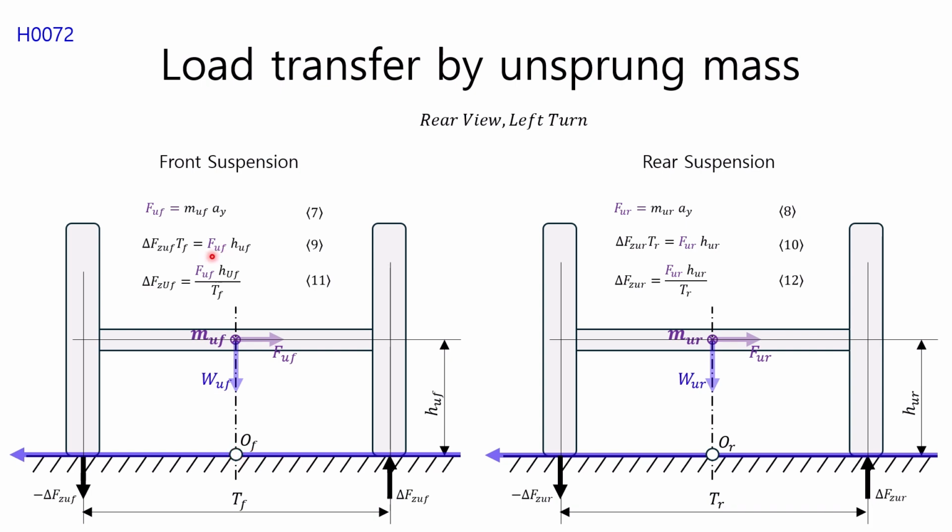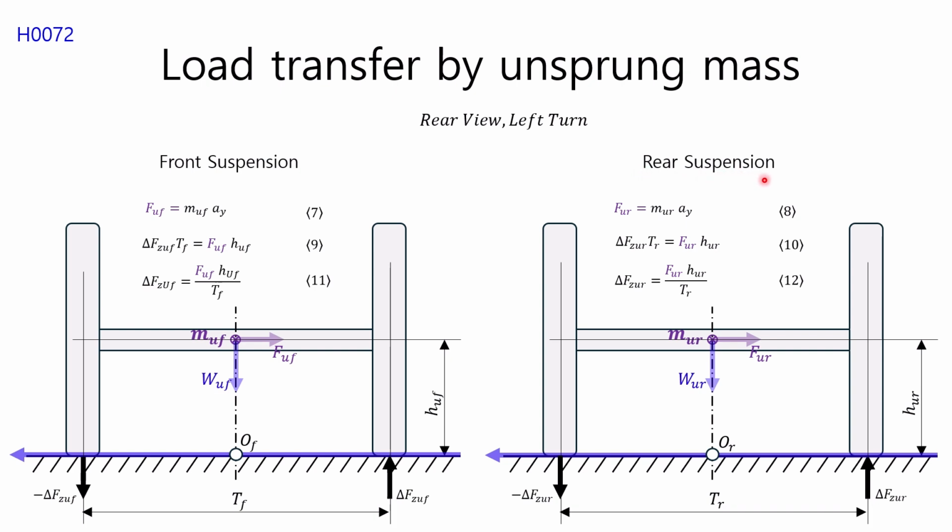According to the law of action and reaction, the moment on the right side of equation 9 must be equal to the product of the front wheel track TF and the load transfer delta FZUF due to the unsprung mass, so using this, the load transfer equation for the unsprung mass in the front suspension can be expressed as shown in equation 9. Rearranging equation 9 for the load transfer delta FZUF due to the front unsprung mass, we obtain equation 11.